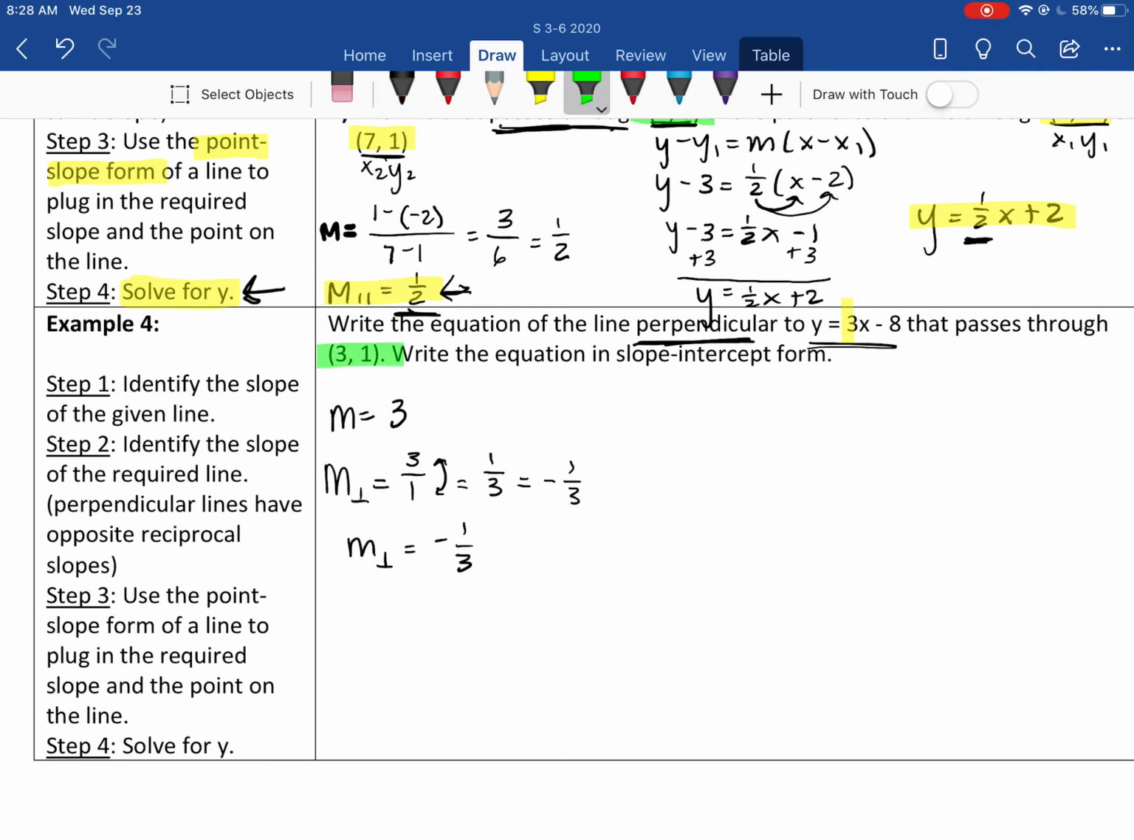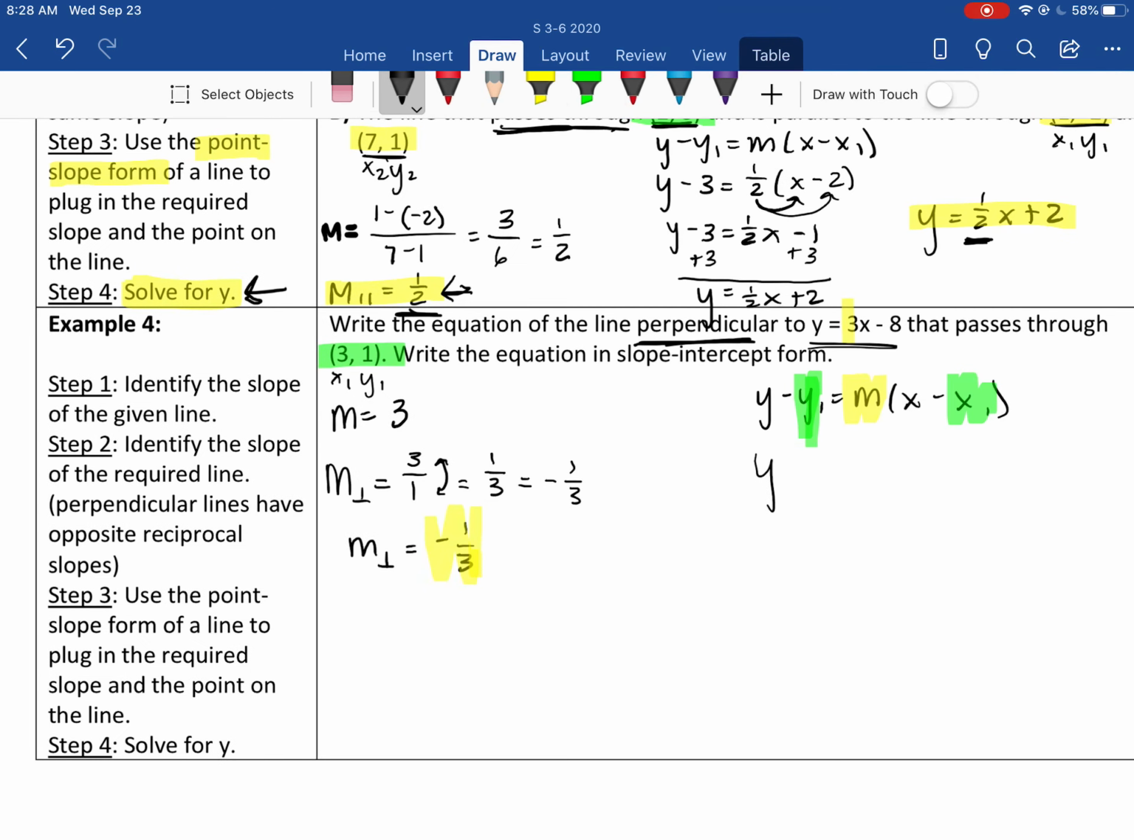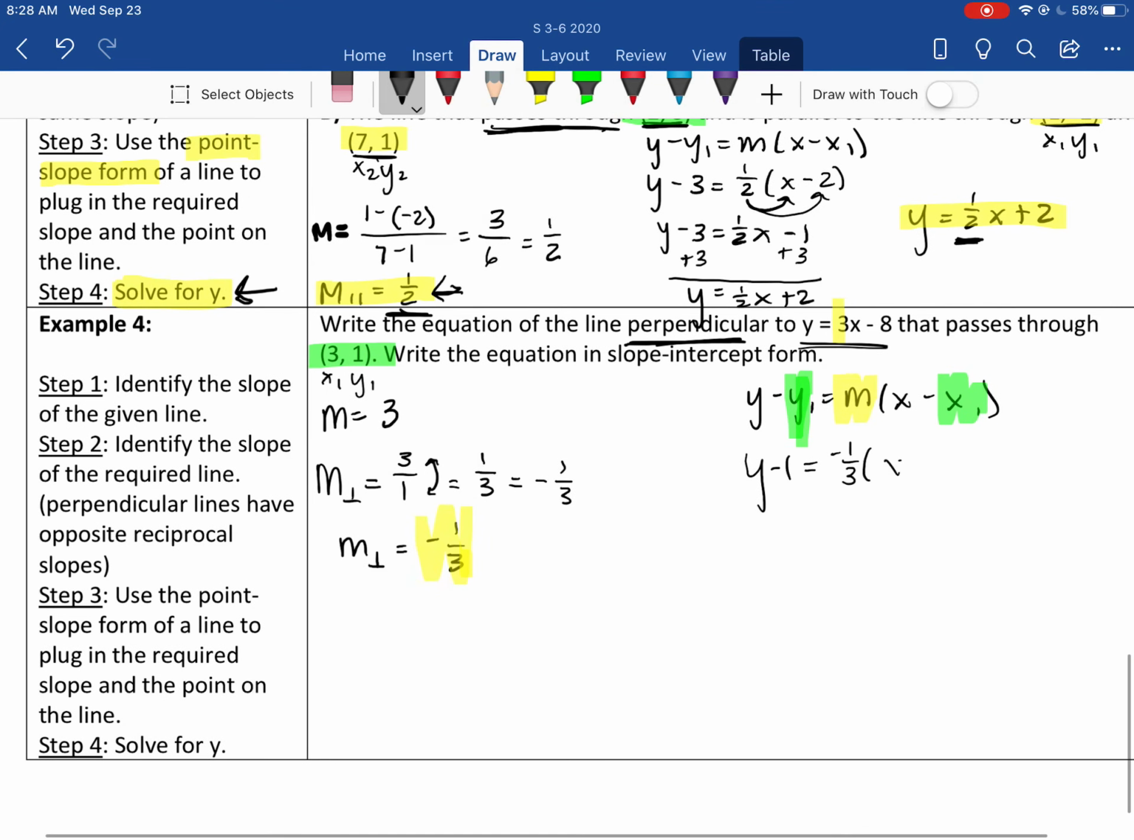Okay, so now that I have my new slope, I can ignore this line. And I'm now going to pay attention to this point. So I need to put it in point slope form. y minus y1 equals m(x minus x1). This is going to be my x1, y1. This is going to be my slope. All right, so I'm going to plug it in. So y minus my y1 of 1 is equal to my slope of -1/3 (x minus my x1 of 3).